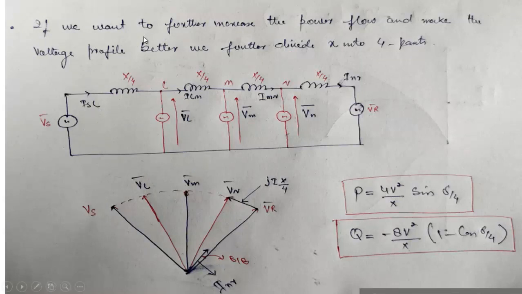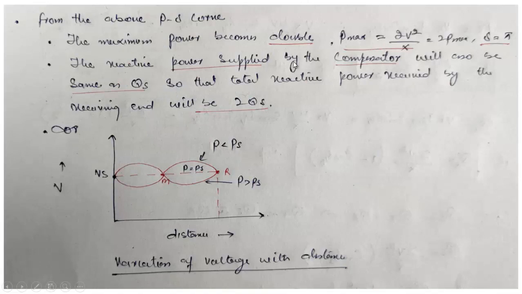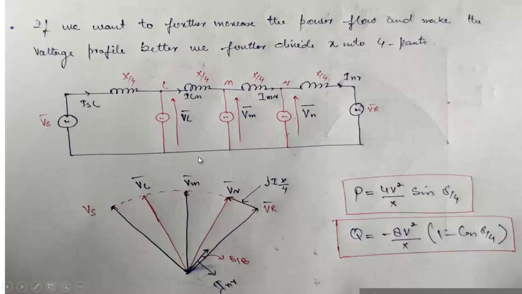Now if we want to increase further the power flow and make the voltage profile better, we need to use more compensators, and we have to divide this further into 4 parts, because from here you can see the voltage variation will be maximum at this point, and at this point. So we can use another 2 compensators, one at this point, one at this point, to have a lower voltage variation like this.